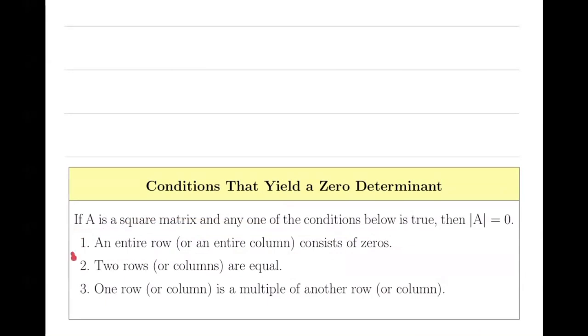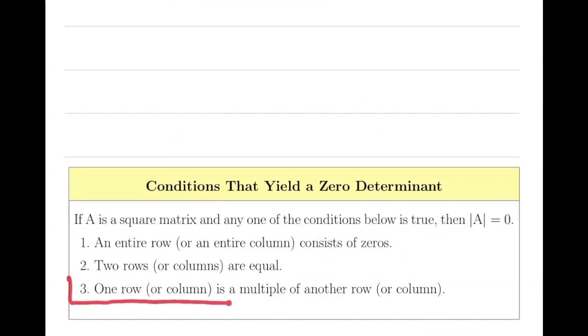And if 2 rows or columns are equal, that also means the determinant of that matrix is going to be 0 because you can just subtract the rows and you'll get a row of zeros. And subtracting the rows does not change the determinant because you're just doing -1 times one row and adding it to the other row.